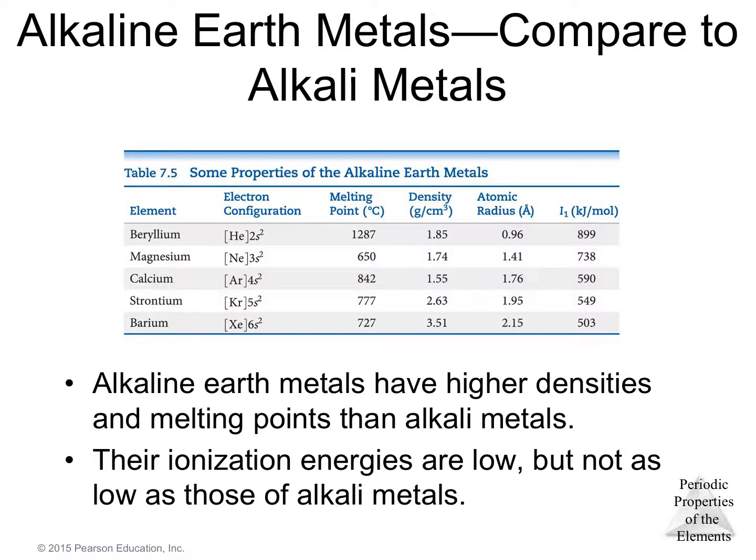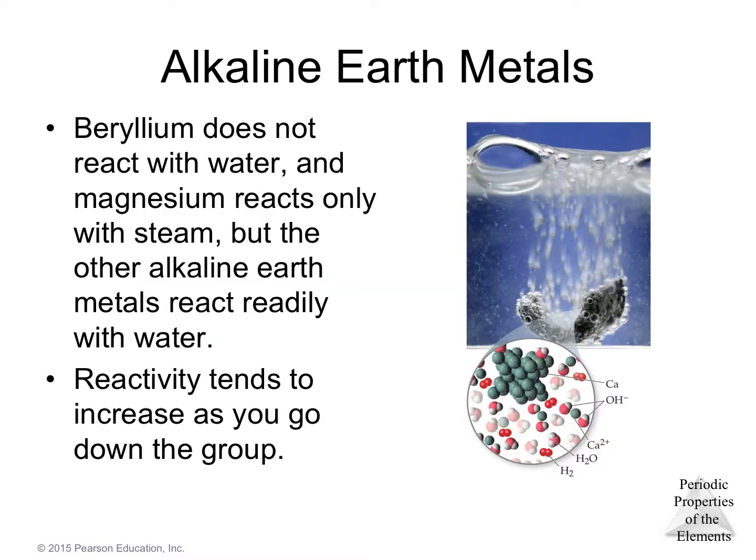Moving on to the next group, group 2A, the alkaline earth metals tend to have higher densities and higher melting points than the alkali metals. They still have low ionization energies, but not quite as low as the alkali metals. And you can see that it follows the trend. Atomic radius increases as you go down the group. Ionization energy decreases as you go down the group.